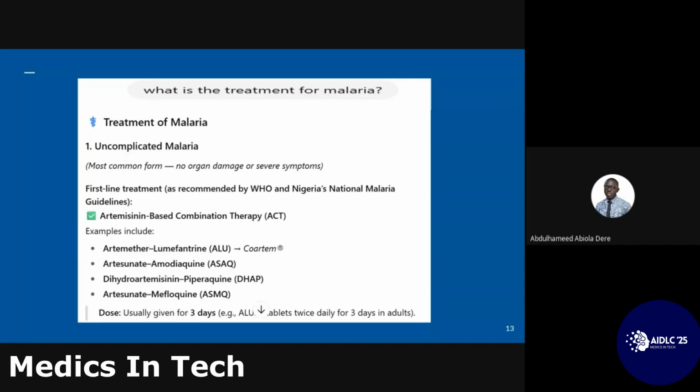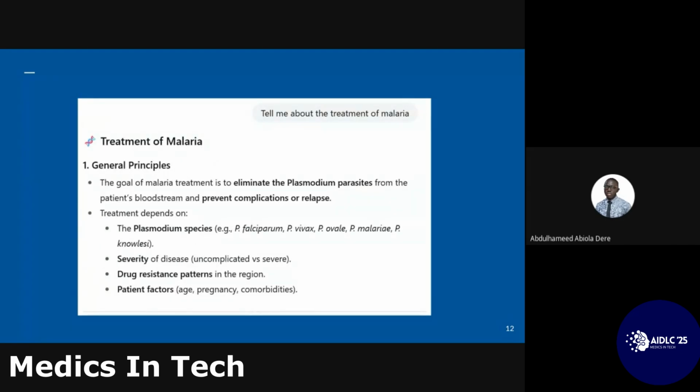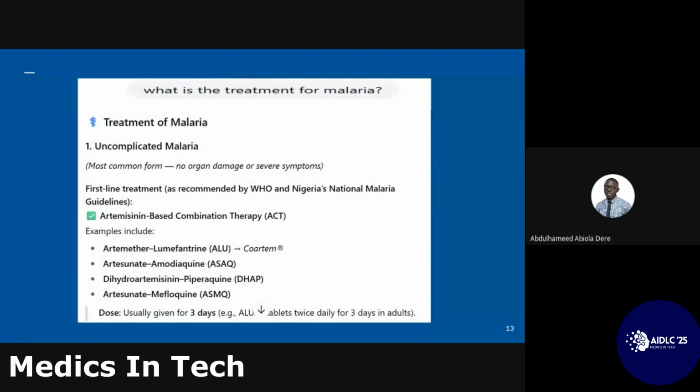Immediately, it gave me a different response. Now it's telling me that there is what we call uncomplicated malaria and severe malaria. And immediately it's telling me that for uncomplicated malaria, we make use of artemisinin-based combination therapy. I mean, there's really nothing I did. The only thing I did was change the prompt from "tell me about the treatment of malaria" to "what is the treatment for malaria".